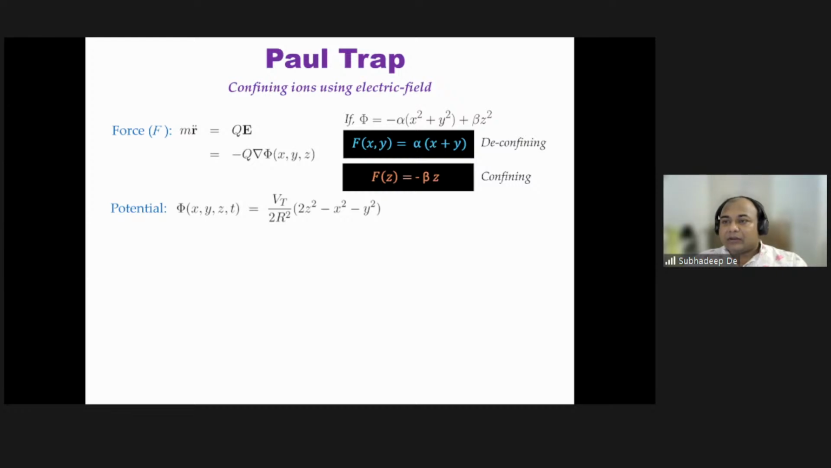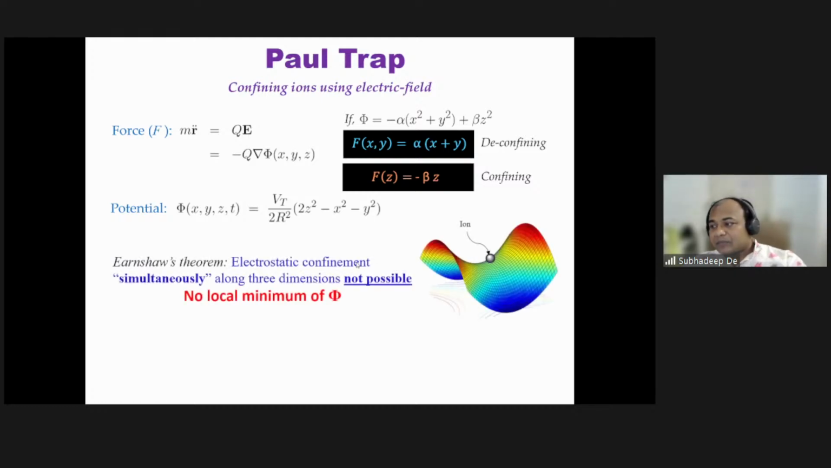Like if I am confined in this room and I am going out of this room, somebody has to push me more so that I can come back. That's what it means. Now in the xy direction, you see this is a plus sign, so it won't work. As it goes away from x equals 0 and y equals 0, it will feel more force to be pushed out. So by this simple thing, we can get confinement along one direction at a time. Let's say x and y is r, so either I can get confined along the z direction or along the xy directions, but not both at the same time.